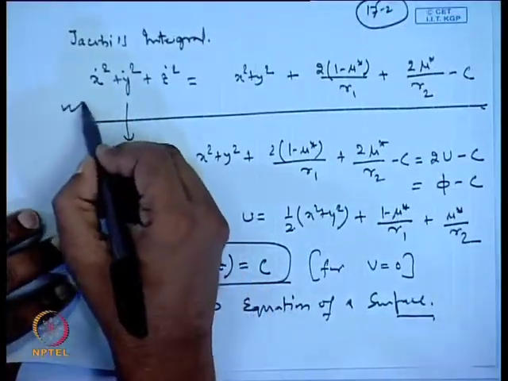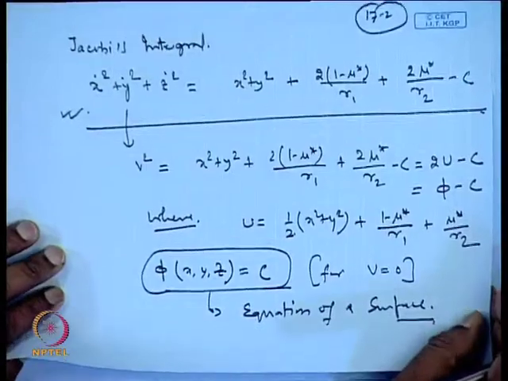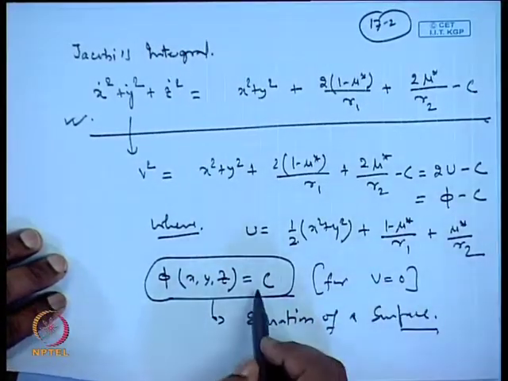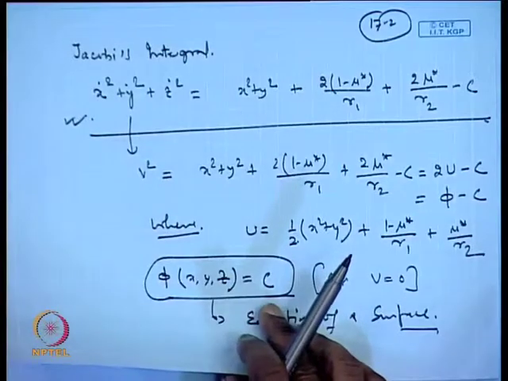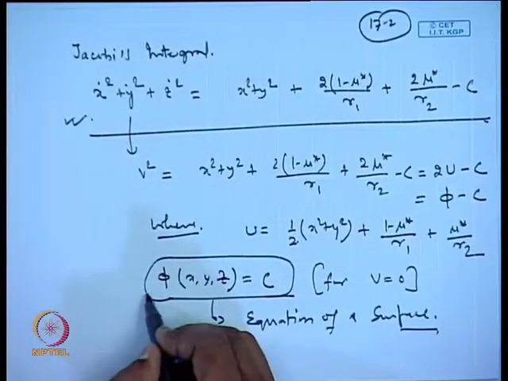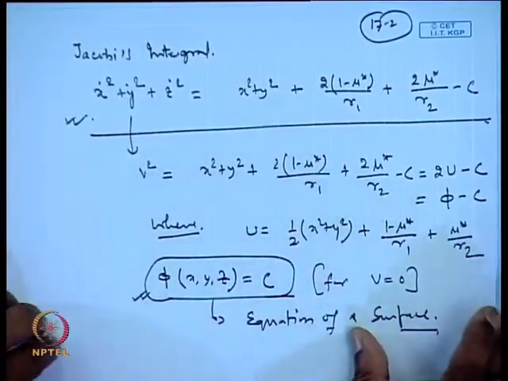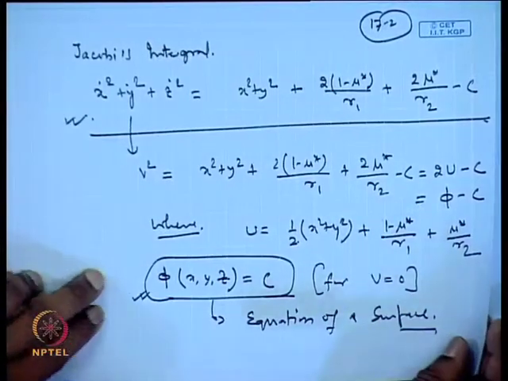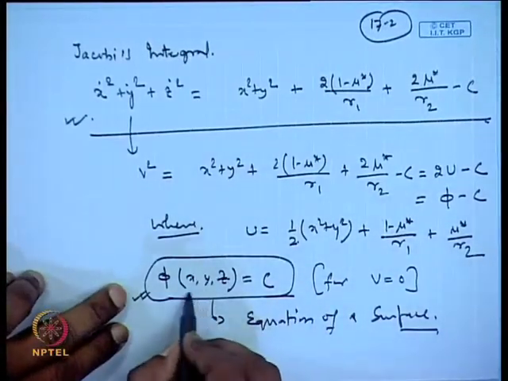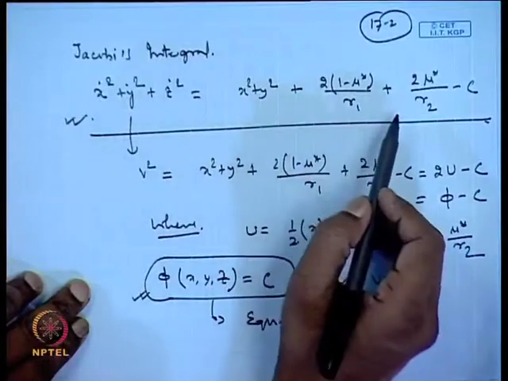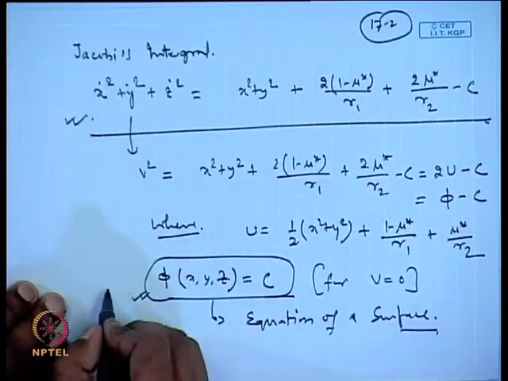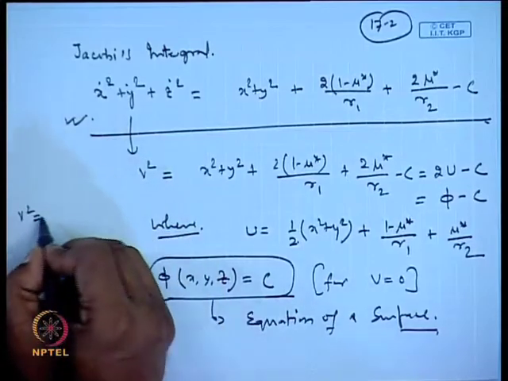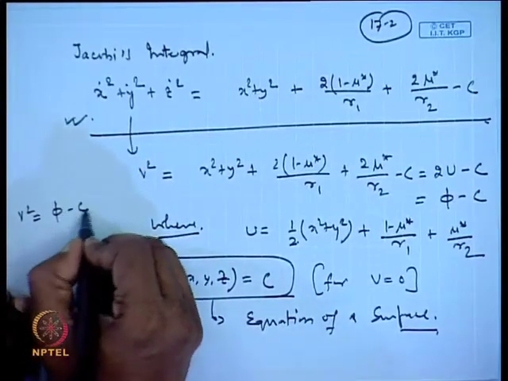Okay. If we do the same operation on this equation, we have Jacobi's integral available. So, we differentiate Jacobi's integral, or the function phi equal to c, which is available to us. We can work with this and prove this. So, phi equal to c, and here we can write v square is equal to phi minus c.